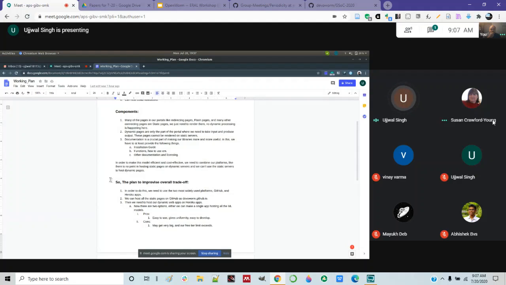You don't have to go to different websites for the different models, and it is easy to develop as well. You only have to develop one app which consists of all the models. The con here is that it may get very big and our free time limit may be exceeded, because the free time limit is not so much.